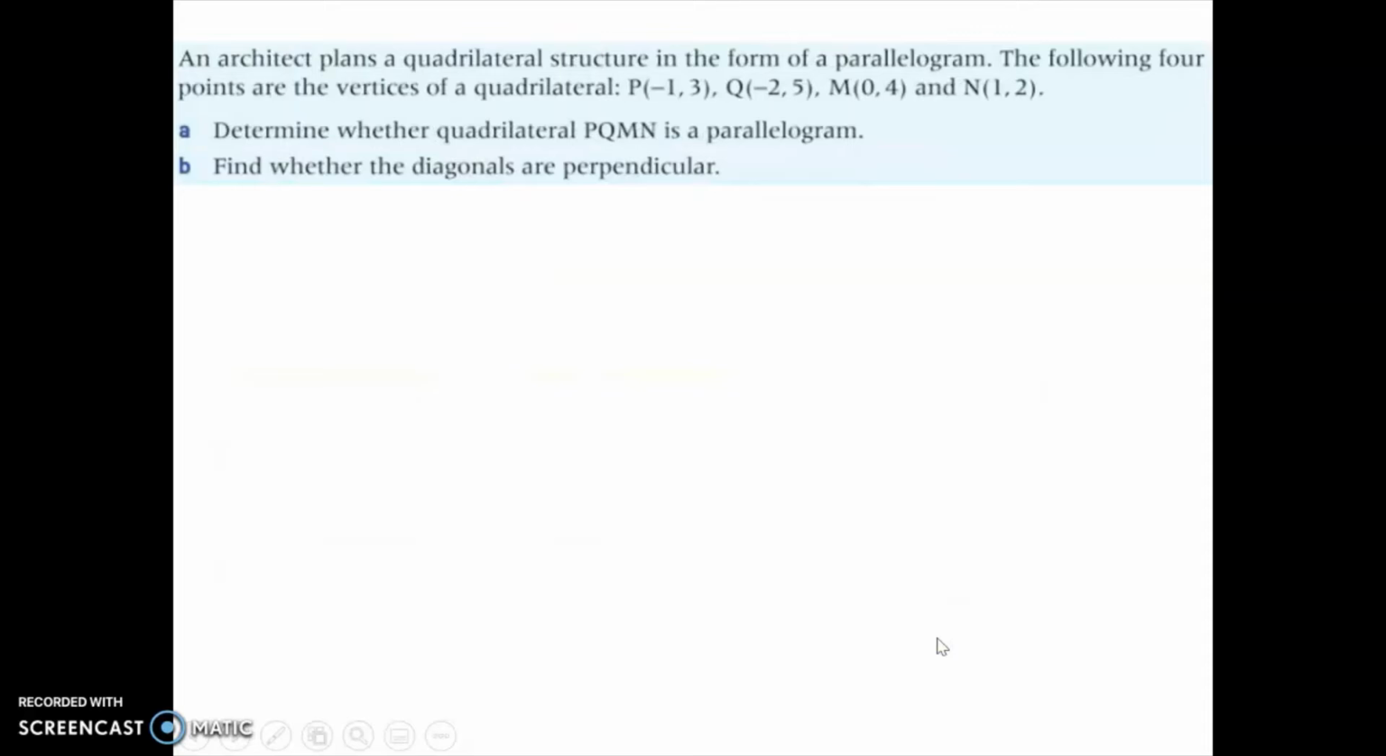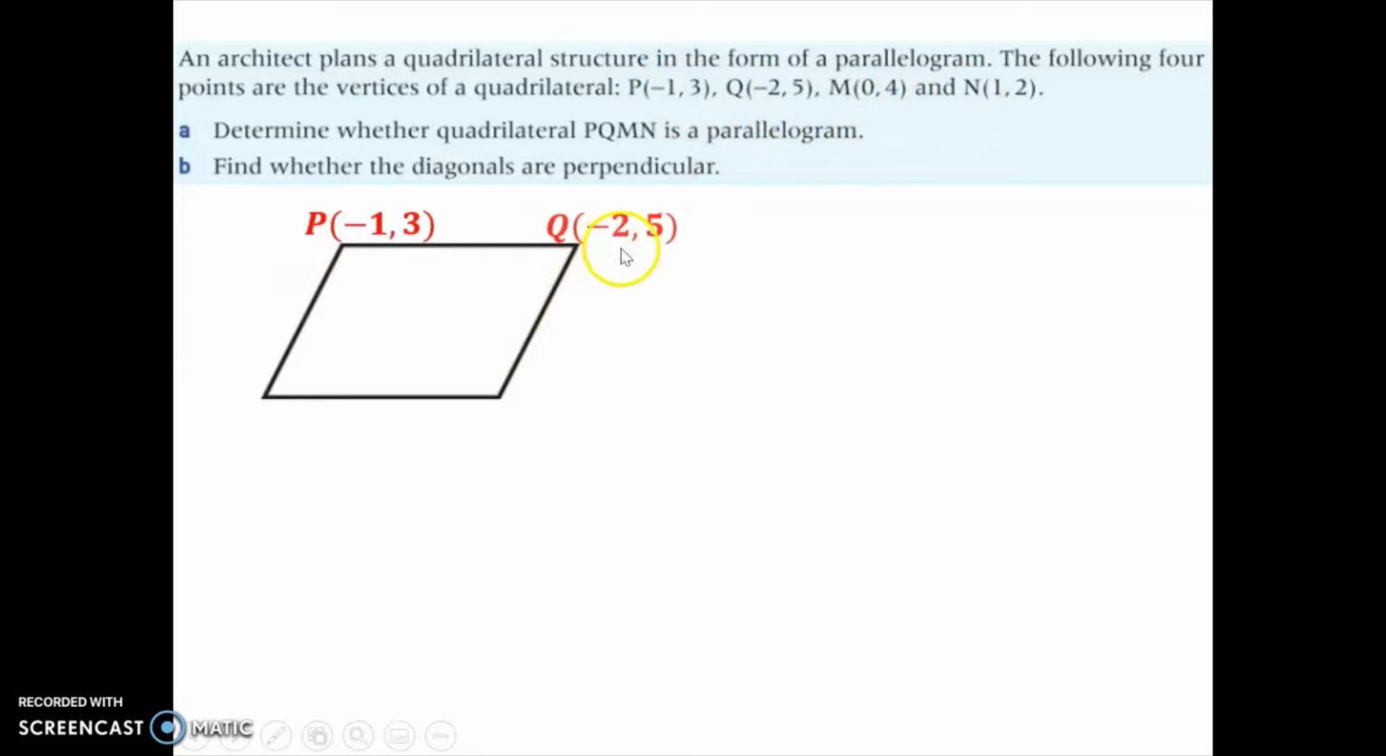Great, try this one here. An architect is planning a quadrilateral structure in the form of a parallelogram. Quadrilateral is a four-sided shape. Parallelogram looks like this. And that means that these two sides are parallel and these two sides are parallel. That's a parallelogram. So here's the following 4 points for the vertices. So they are P, Q, M, and N.